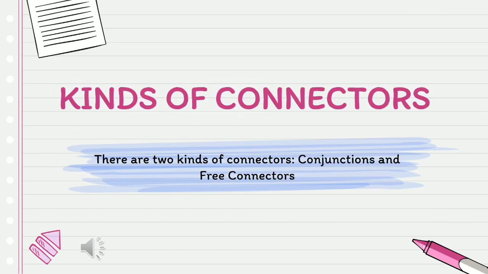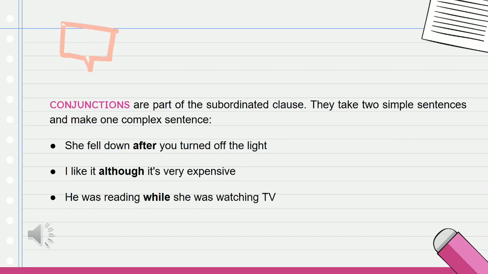Kinds of connectors. There are two kinds of connectors: conjunctions and free connectors. Conjunctions are part of the subordinated clause. They take two simple sentences and make one complex sentence. For example: she fell down after you turned off the light. In this sentence, we use "after" as a conjunction.